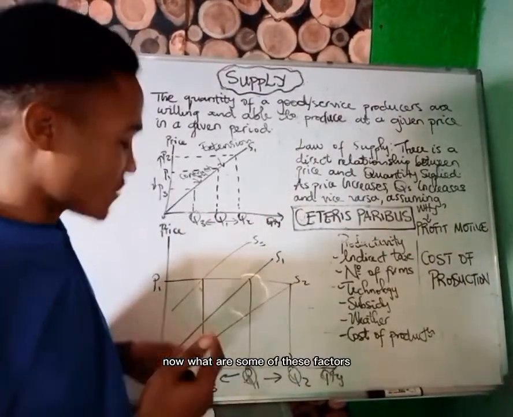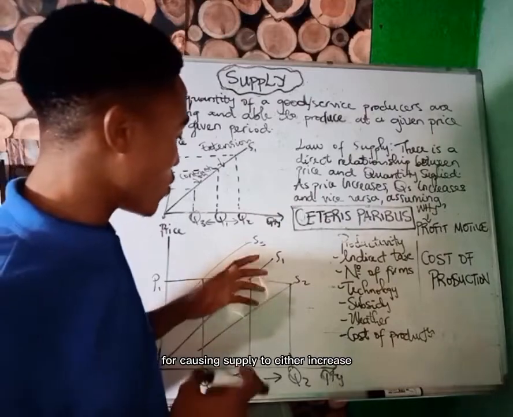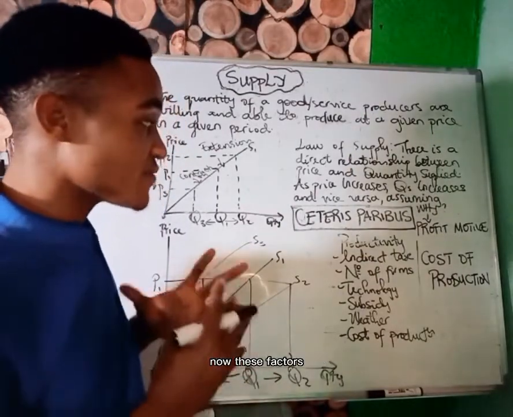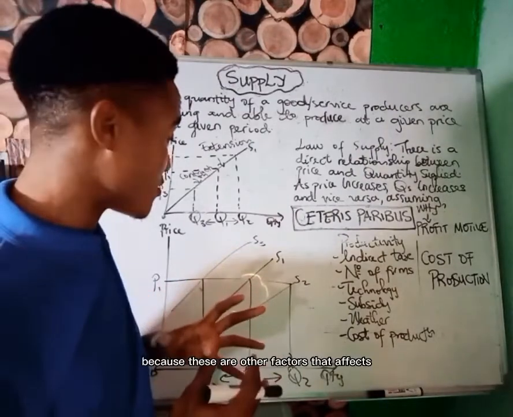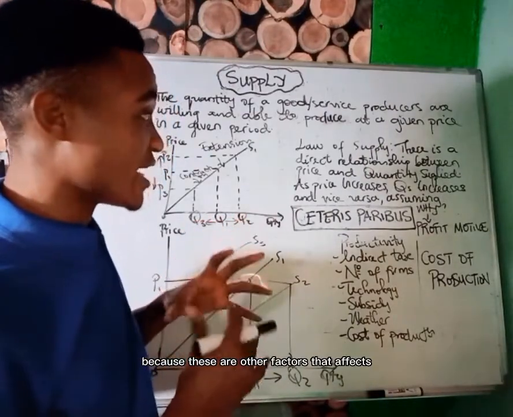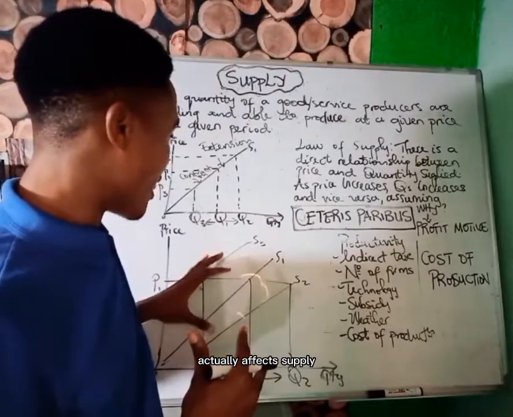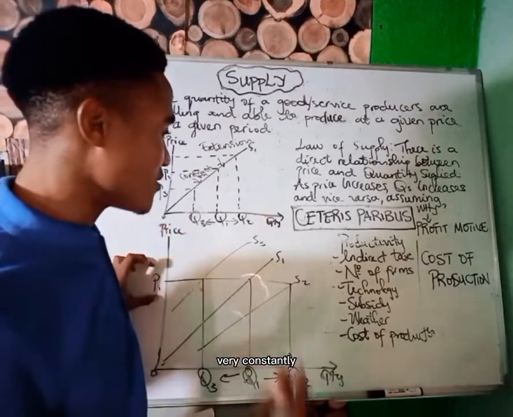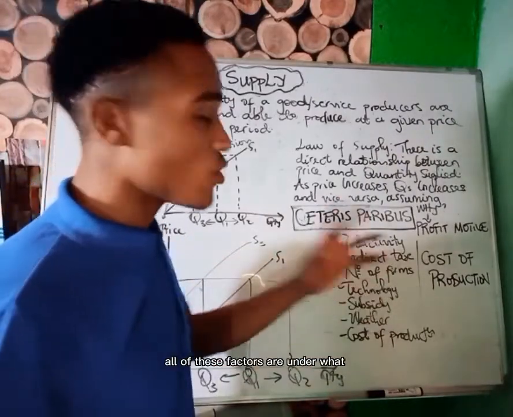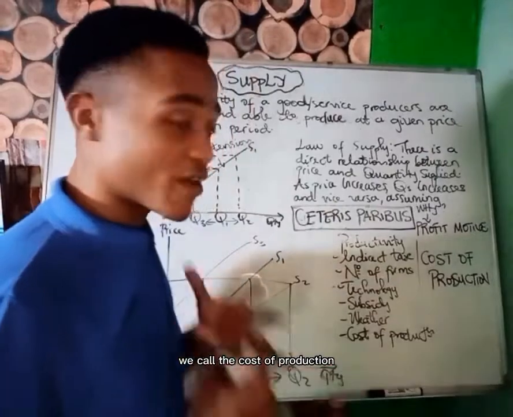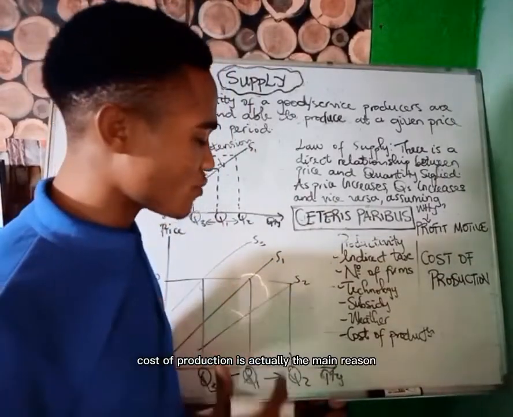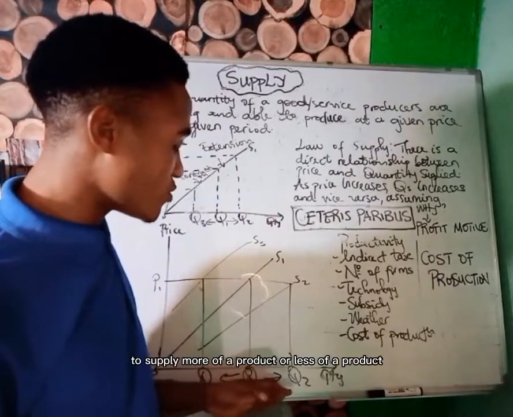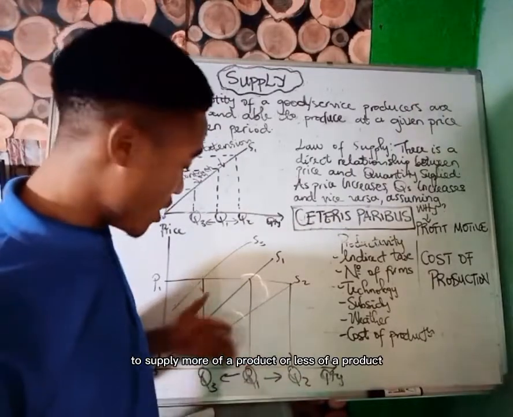Now, what are some of these factors that cause supply to shift to the right or to the left? We don't have price here because these are other factors that affect supply irrespective of price. In other words, price is constant here. Some or all of these factors fall under what we call the cost of production. Cost of production is the main reason why a supplier will be willing to supply more or less of a product.